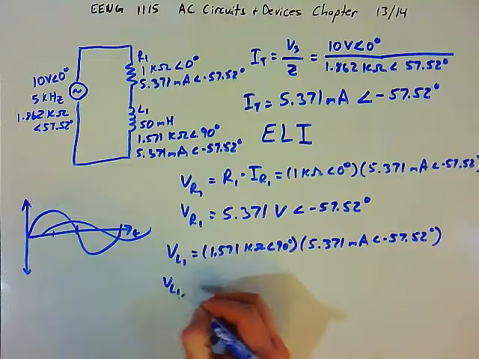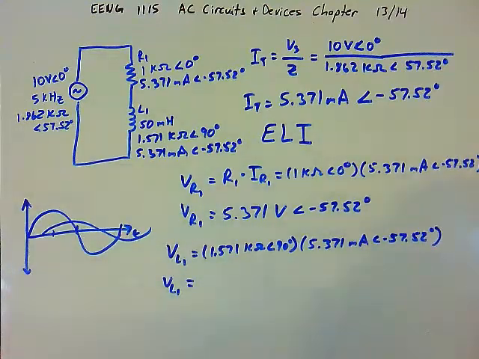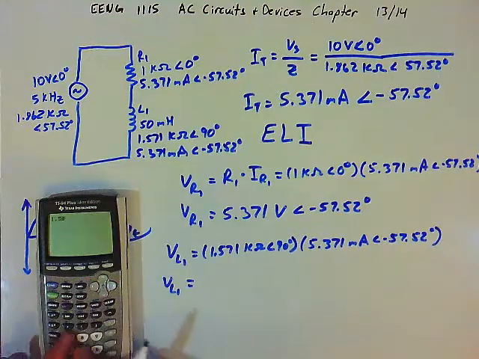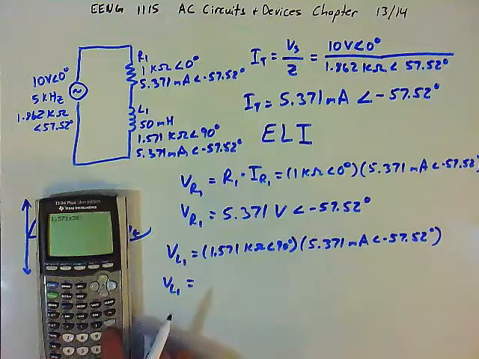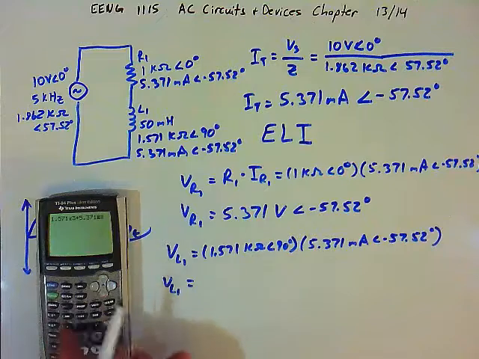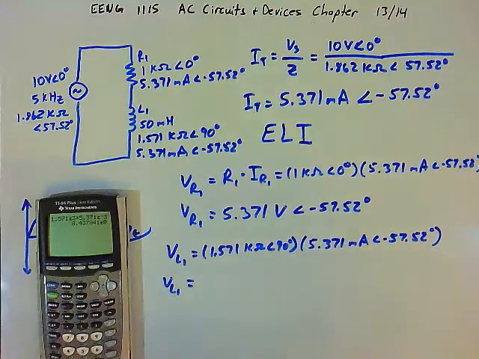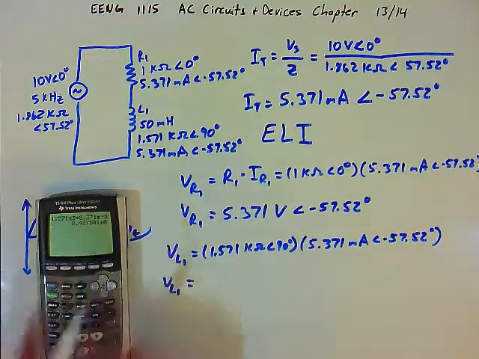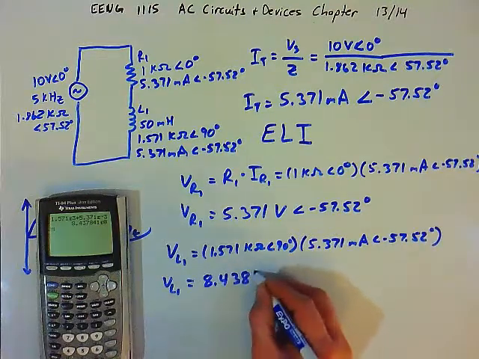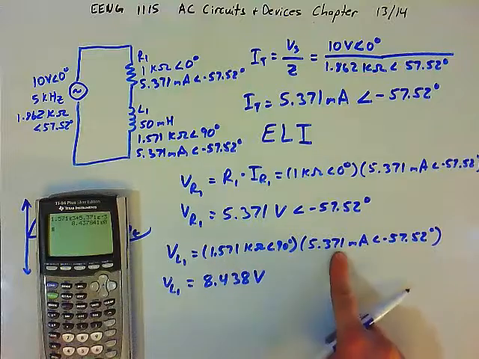And so VL1 will be, again, we're going to multiply the magnitudes. So we have 1.571 E3 for kilo, and we're multiplying by 5.371 E negative 3 for milli, and we get 8.43, maybe 8.44 or so. Well, how about 8.438? 8.438 volts. Alright, so we multiplied the magnitudes.